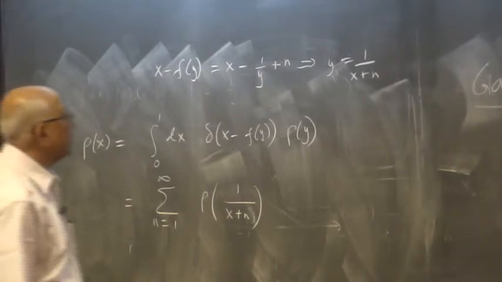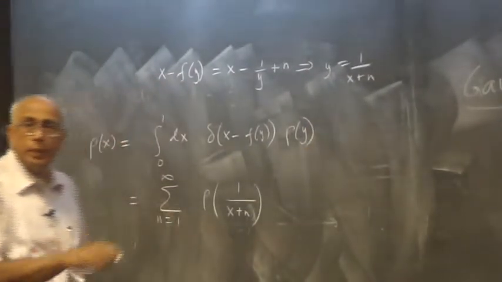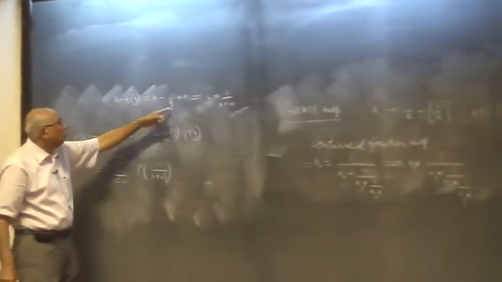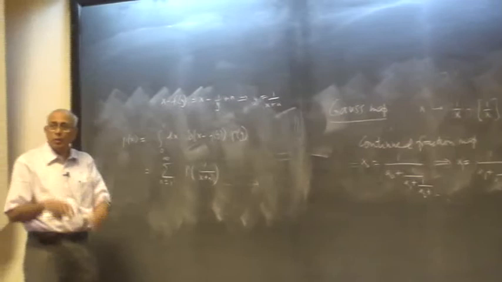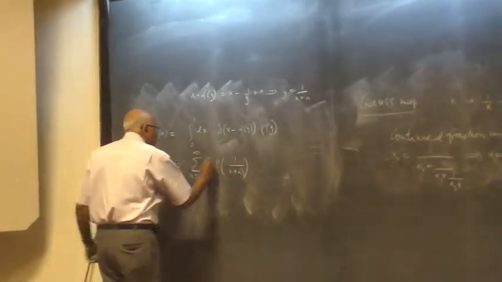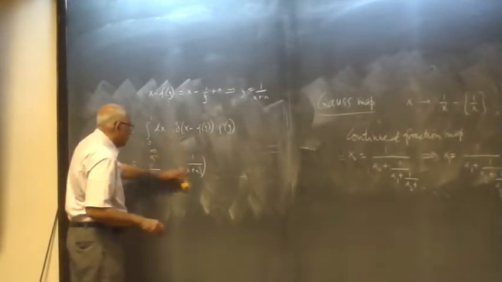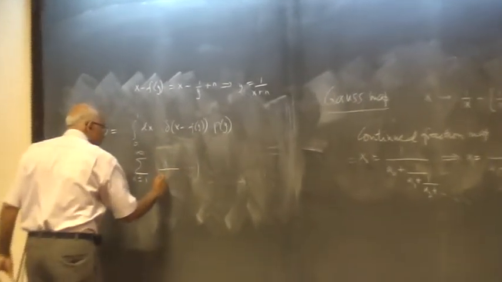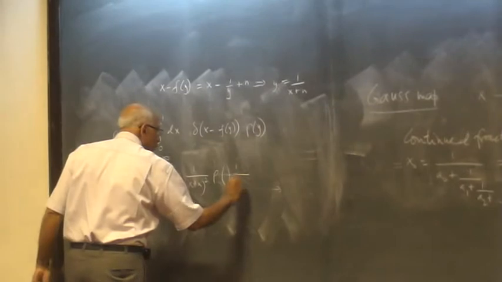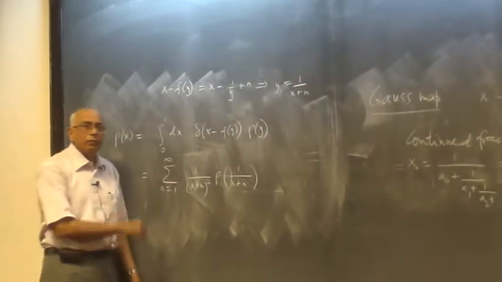Now what's the slope of this? The slope is 1 over y squared, because the function f of y is 1 over y plus constant. So the slope is minus 1 over y squared. Take the modulus, it's 1 over y squared. You set x equal, so you have 1 over y squared. And y is 1 over x plus n, so you end up with this. That's now the Frobenius-Perron equation written in functional form.